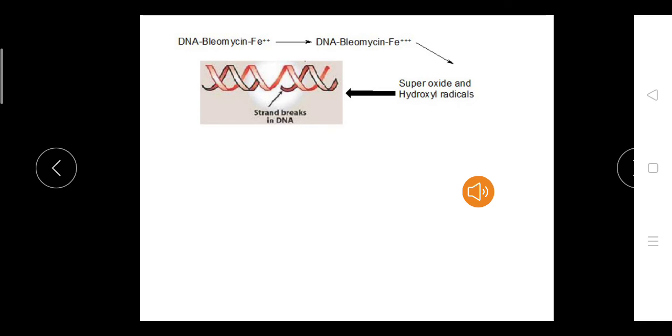Okay. Now my third question, last question is, bleomycin is obtained from which species of microorganism? Listen once again. Bleomycin is obtained from which species of microorganism?